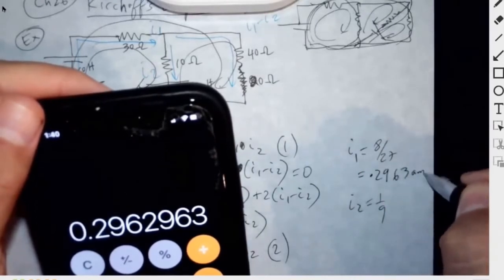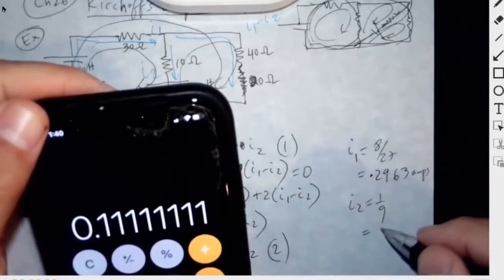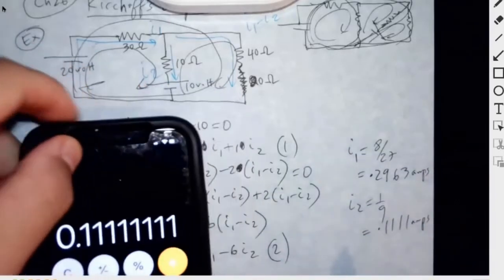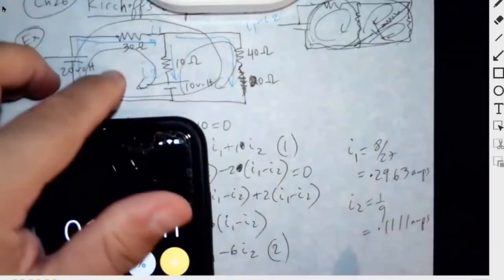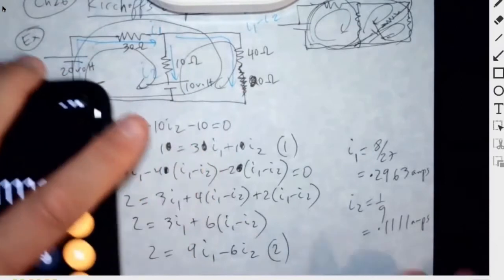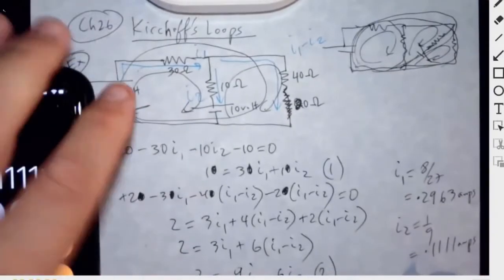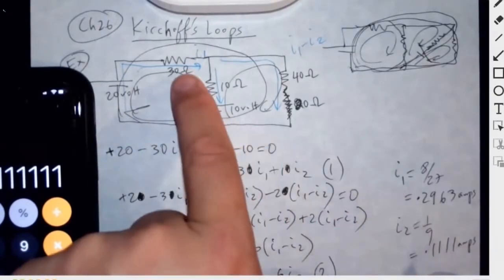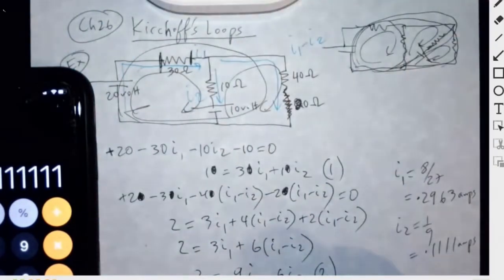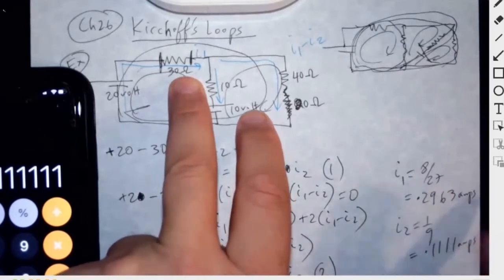0.2963 amps, and then this is 1/9, which should be 0.11, right? 0.1111 amps. So once you know the currents, then of course you know everything. We can find out the voltage across this, the voltage across this, right? So if I1 is 0.2963, then if I want to know the voltage drop across the 30 ohm resistor, I do what? I1 times 30.